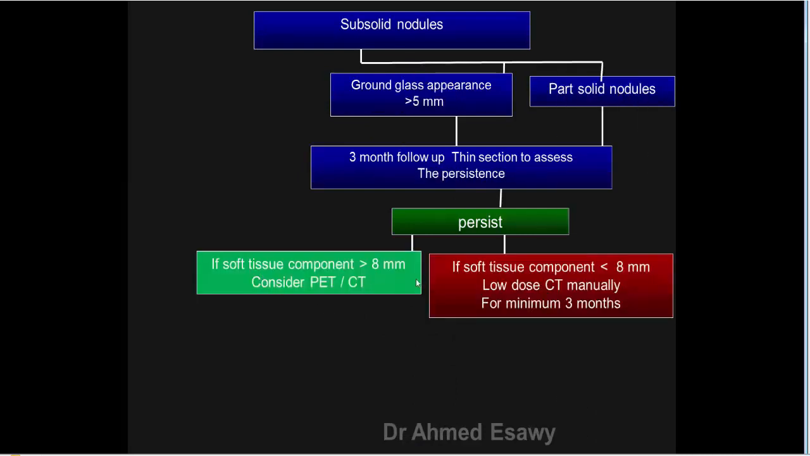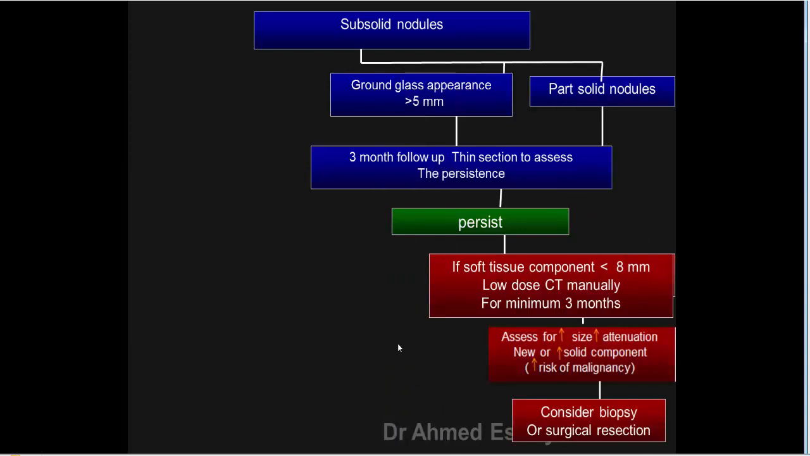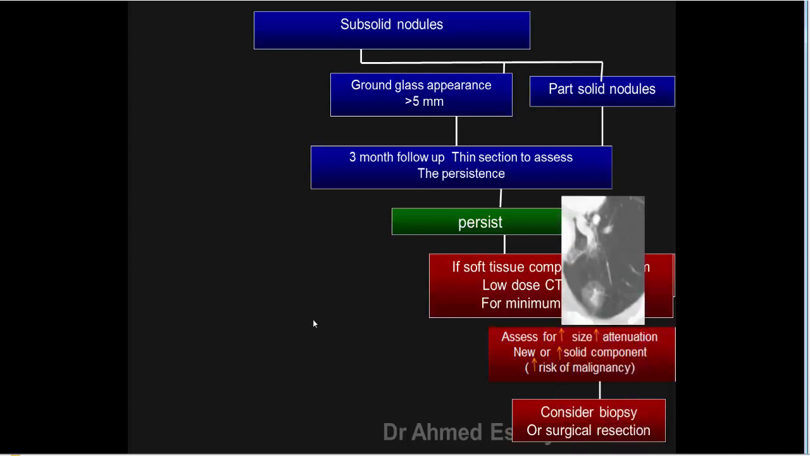If the soft tissue component is more than 8 mm, consider PET CT. If the soft tissue component is less than 8 mm, low dose CT annually for a minimum of 3 years. Assess for increase in size, increased attenuation, new or increased solid component. This is increased risk of malignancy, then consider biopsy or surgical resection.